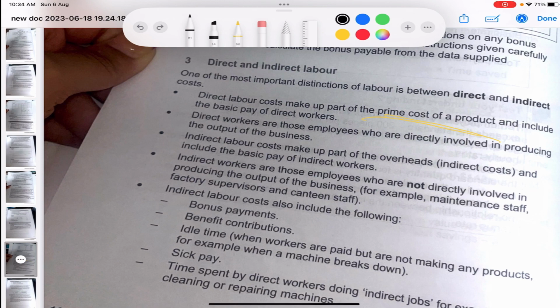Indirect labor costs make up the part of the overheads. We have already discussed that indirect costs are always the overheads and the direct costs are the prime cost, and they include the basic pay of the indirect workers. Indirect workers are those employees who are not directly involved in producing the output of the business. So who are not directly involved in the production? Let's talk about maintenance staff, factory supervisors, canteen staff. These people are working for the firm, but they are not directly involved in the business operations.